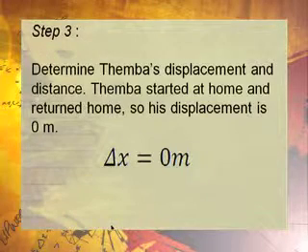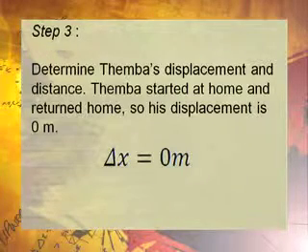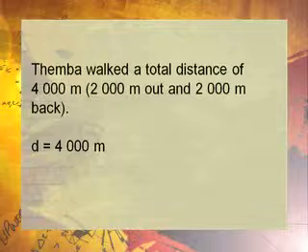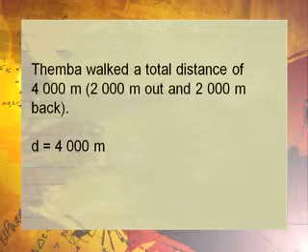Now, step 3 would be to determine Temba's displacement and his distance. His displacement, or delta x, is 0 meters because he started at home and he walked out, but he returned home to the same position. And his total distance is 4,000 meters because he walked 2,000 meters out plus 2,000 meters back.